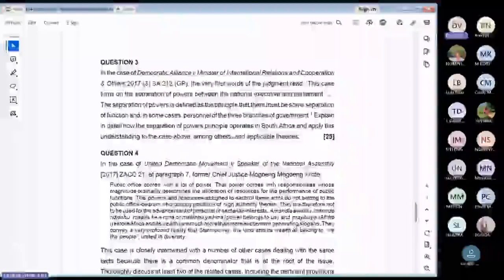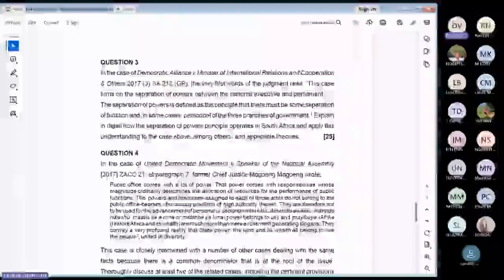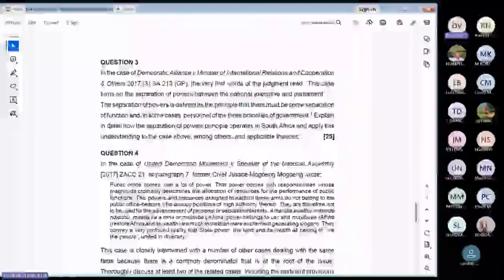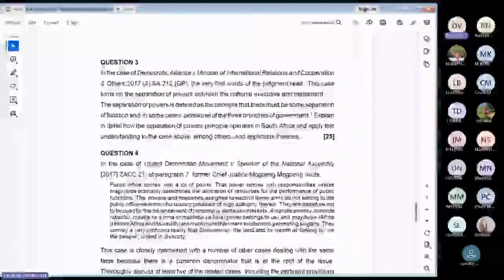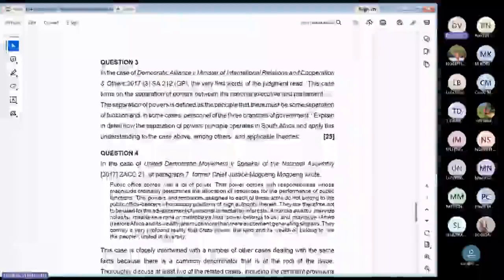So it's the same now with your next question, question 4. So it's 20 marks, so maybe it won't be as long. But in this one, they say that this case is closely intertwined with a number of other cases dealing with the same facts, and there's a common denominator of this. So this one's a bit more challenging because they say that we need to thoroughly discuss, so not just briefly, at least 2 related cases and include pertinent provisions of the Constitution. So this one's going to take quite a bit more work, and it's less marks.